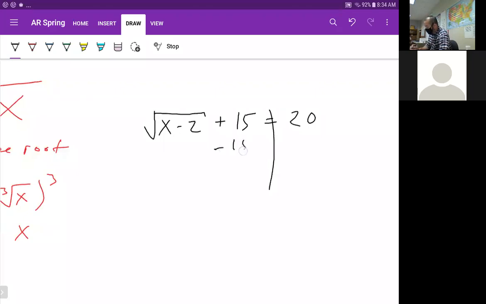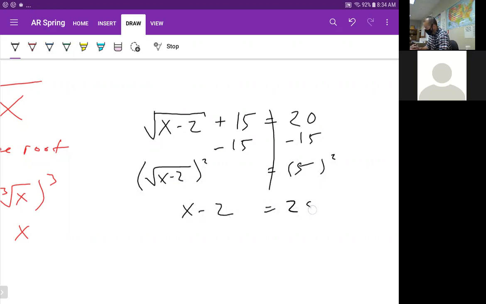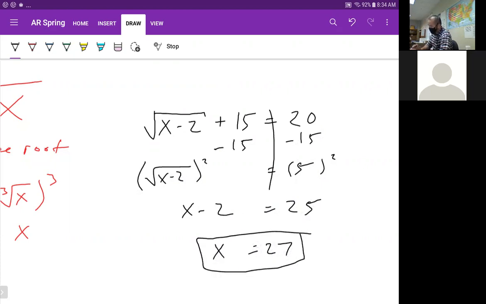So do minus 15, minus 15. You have x minus 2 equals 5. Then you square both sides. So you square this, and you square this. Then it's going to be x minus 2 equals 25. Add 2, you get x equals 27. So that's how this works when you solve.